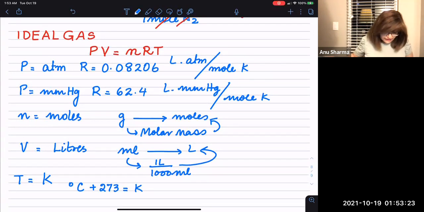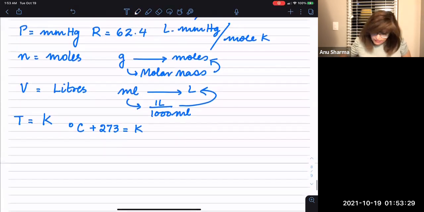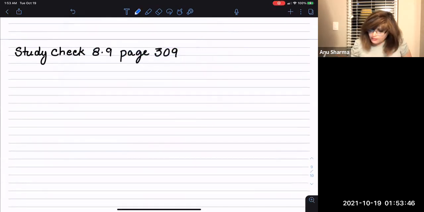Now let's look at this problem here. This is in study check problem 8.9, and that is page 309.